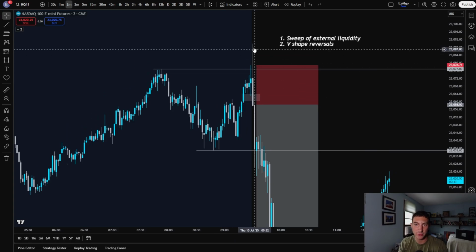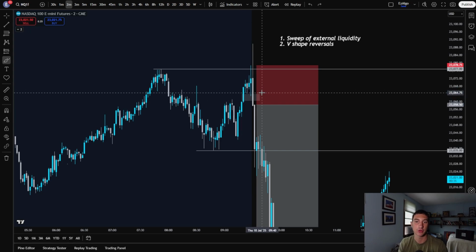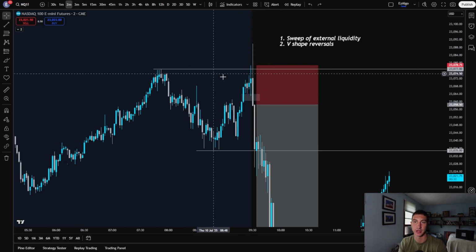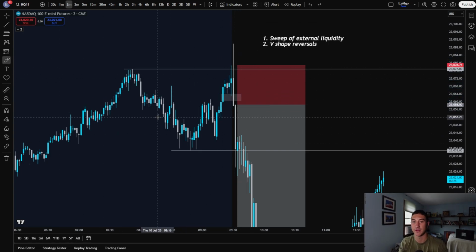You can see that after we swept that high, we had an instant rejection, and within one or two candles, we closed below this bullish fair value gap, creating an inverse fair value gap. That is where the signal flashed, and that was our entry trigger. This was only valid because we had that very fast move up and that very fast move down.